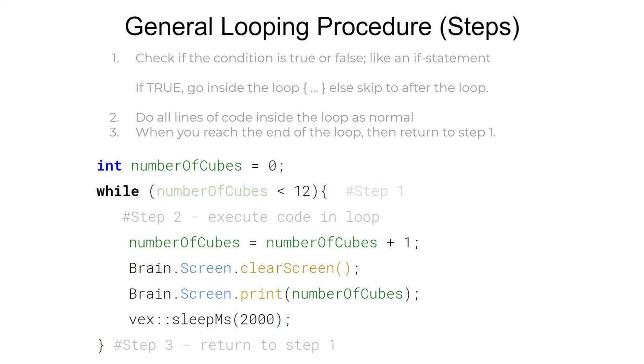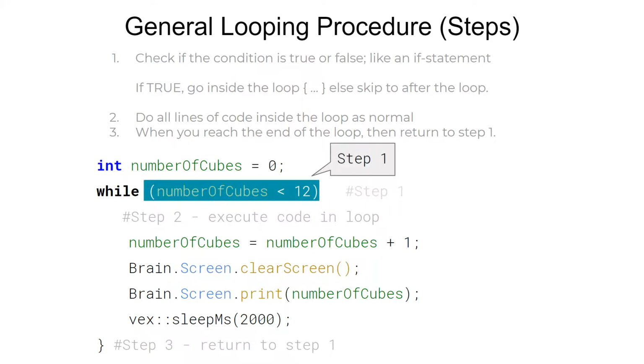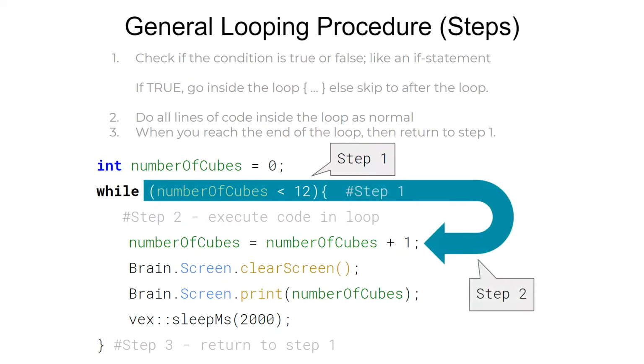So let's actually break it down. First of all, step 1 is the condition. The condition, number of cubes, has to be less than 12. And then step 2 is that we go inside the loop, and we execute the code until we get to the end, and we return back to step 3. And then you check the condition again. And so this is going to repeat 12 times, starting at 0. So that is the basic structure of what's called a while loop.